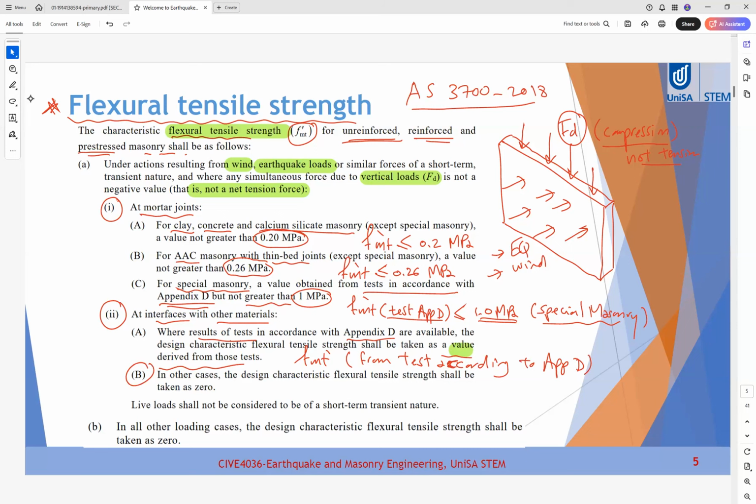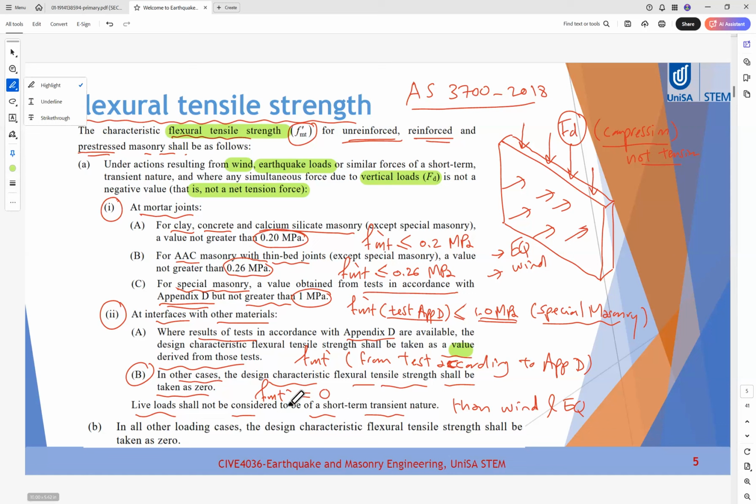In other cases, the design characteristic flexure tensile strength shall be taken as 0. So if the results or the test are not available, take f'mt equal to 0. The live load shall not be considered to be short-term transient nature because the live load is applied for longer time than wind or earthquake. So this one is important here.